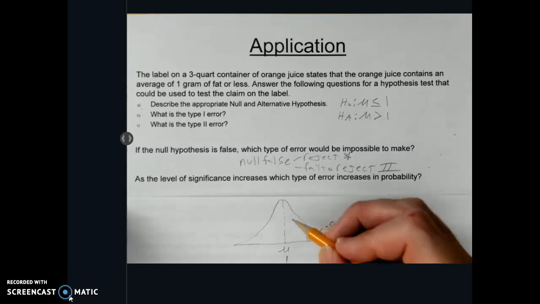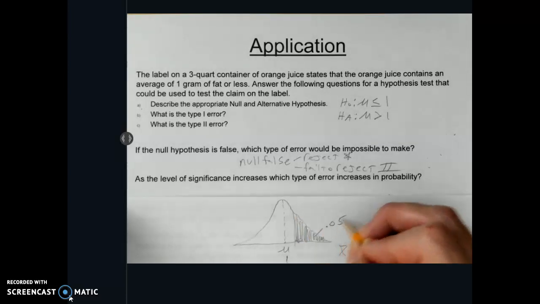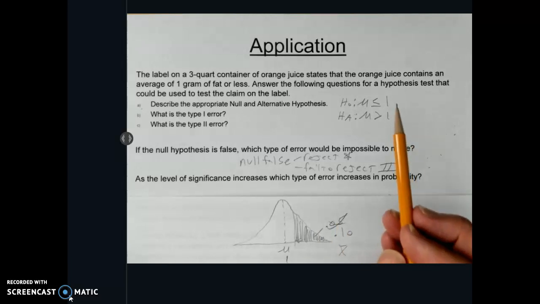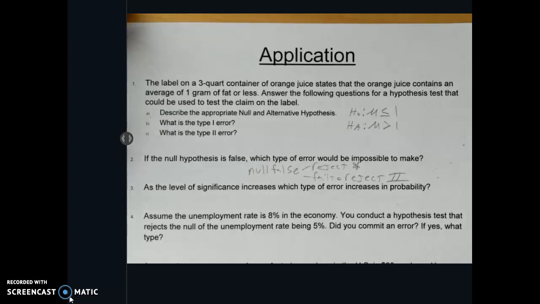Okay. If we increase the alpha, let's say we go to 10%, then this now becomes 0.10. And the probability of committing a type 1 error, rejecting the null when it's true, goes up to 10%. So as the level of significance increases, type 1 errors increase in probability. Let's move on to the next one.